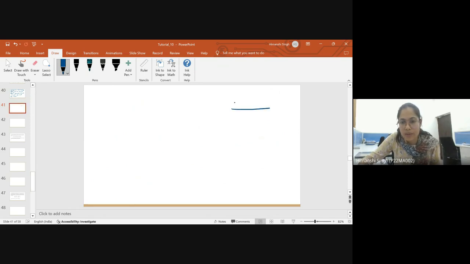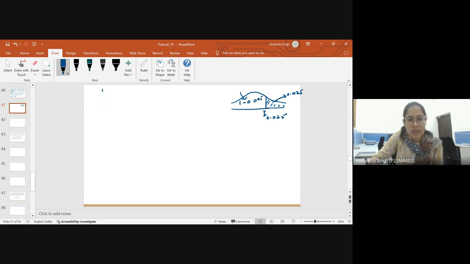So what we basically need to calculate is this Z 0.025. This implies that this area is 0.025, which implies that this area is 1 minus 0.025. So we need to calculate the integral from minus infinity to Z 0.025 of f(x) dx, which equals 1 minus this area, 0.025. So it will be 0.975.